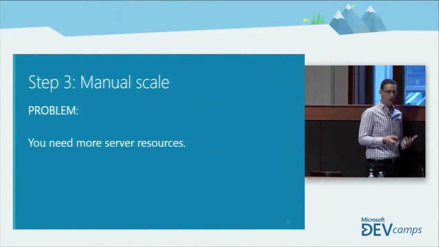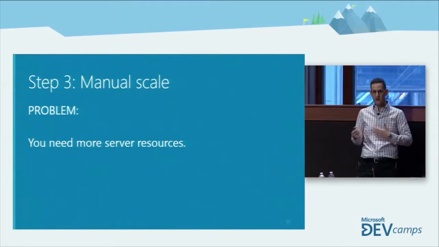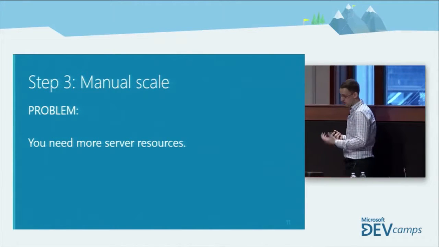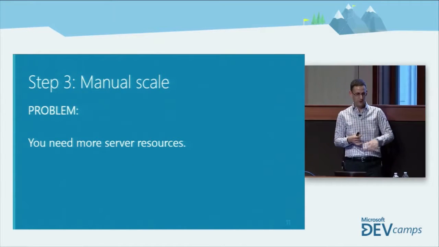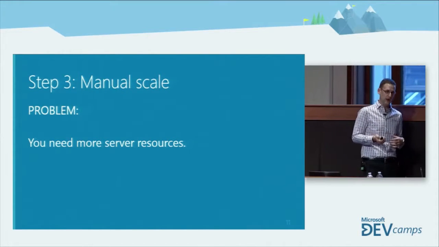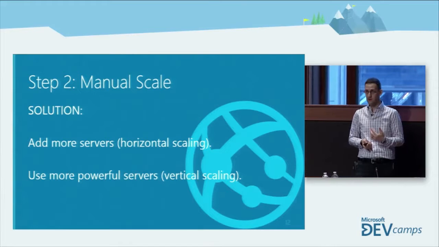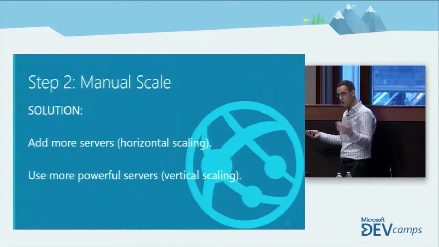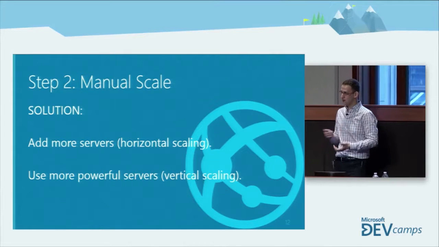Now, with manual scale, you basically decide at some point, I need more resources. You would need to know that you need more resources, and that's a whole other conversation that we'll have in a moment. But how would you actually manage that? There's really only two ways to go about this. You can add more servers, or horizontal scaling, so you scale out. And that would require that your code actually handles that.